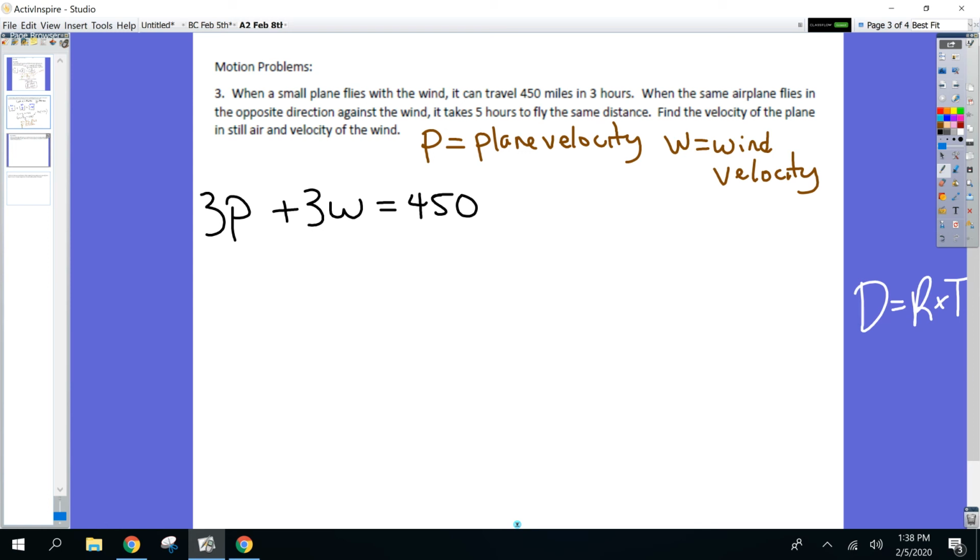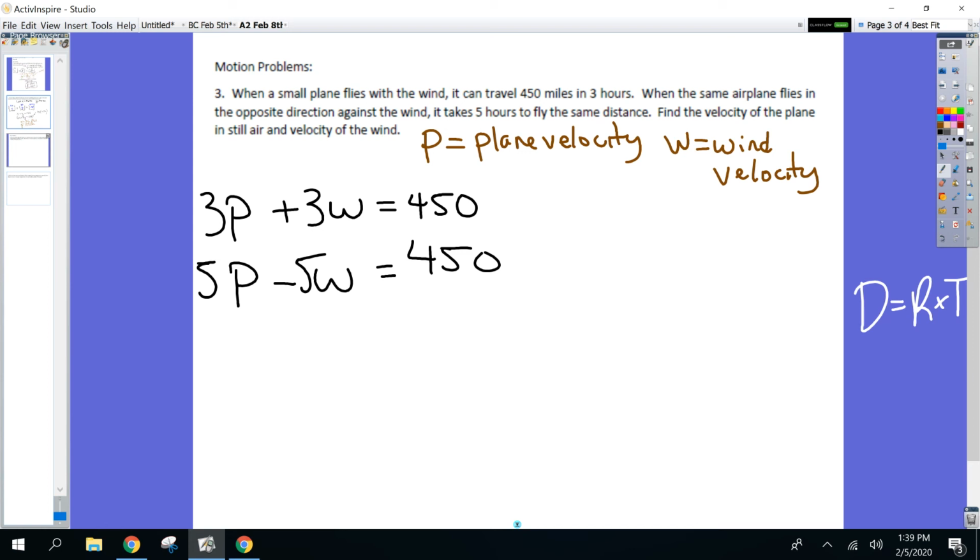Okay, everybody okay there? How do you think I'm going to take care of the next one? The airplane flies against the wind now. Now it's going to be P minus W, yes, against the wind. That's still a distance of what? 450. It's taking me a little longer now because I'm going against it. How long? So 5 times the rate on each one.